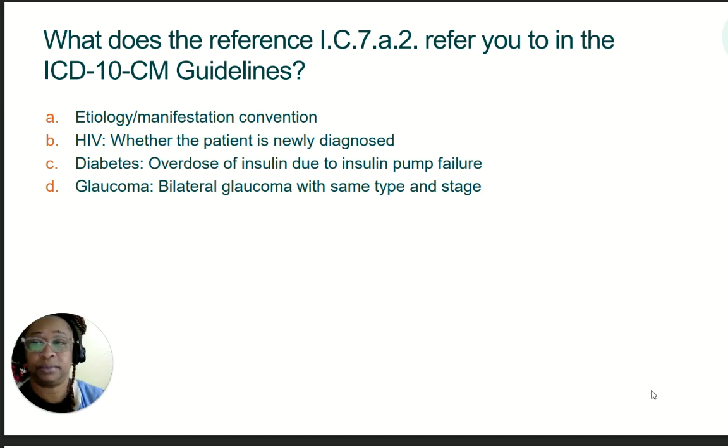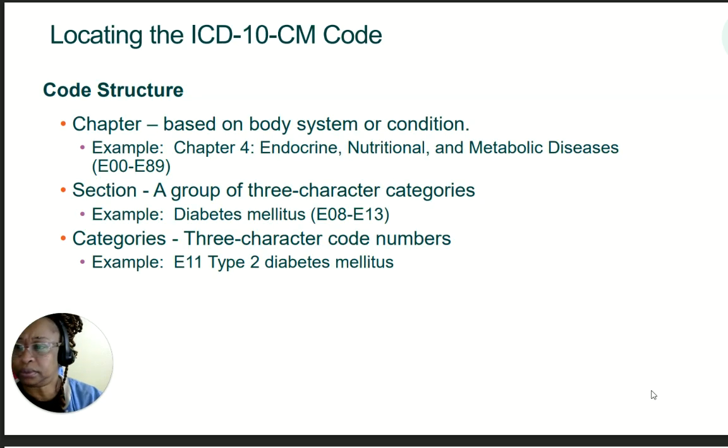Good job. So here is the actual reference for that. Code structure. Chapter is based on the body system or condition. Example, Chapter 4 is endocrine, nutritional, and metabolic diseases, E00 to E89. The section is a group of 3 character categories. Example, diabetes mellitus, which refers to E08 through E13. Categories are 3 character code numbers. Example, E11 for type 2 diabetes mellitus.